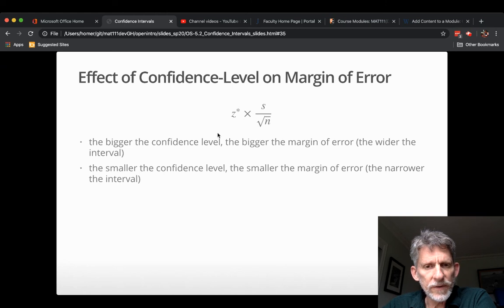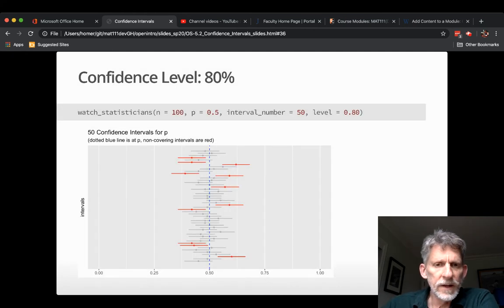So the bigger the confidence level, the bigger the margin of error is going to be. And the smaller the confidence level, the smaller the margin of error is going to be. You can see that if you were to watch statisticians, same situation as before, except we'll take the level down to 0.8. So we're sampling 100 at a time, and the level is at 0.8. And you can see that the confidence intervals tend to be narrower than they were when the level was 0.95 at sample size 100.